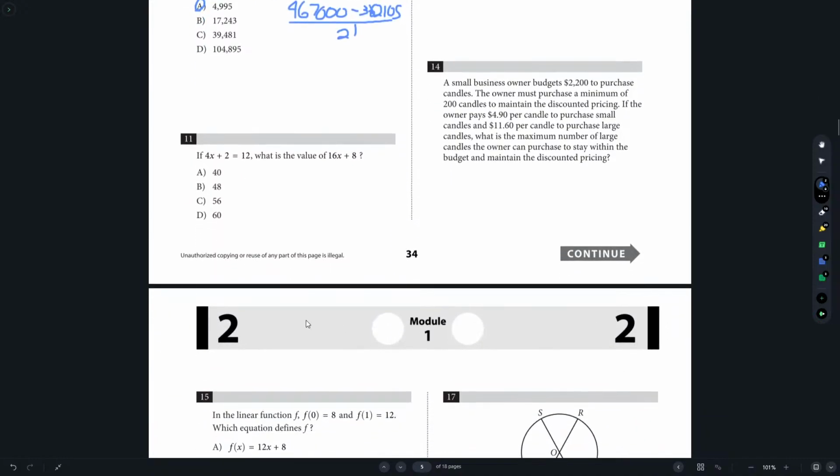If 4x plus 2 is equal to 12, what is the value of 16x plus 8? Let's see. 4x plus 2 is equal to 12. So that means 4x is equal to 10 if we subtract the 2 over. And thus x is equal to 2.5. So 16 times 2.5 plus 8. Well, this is 4 times 4 times 2.5, so this is 40. And this is 8, so 48.